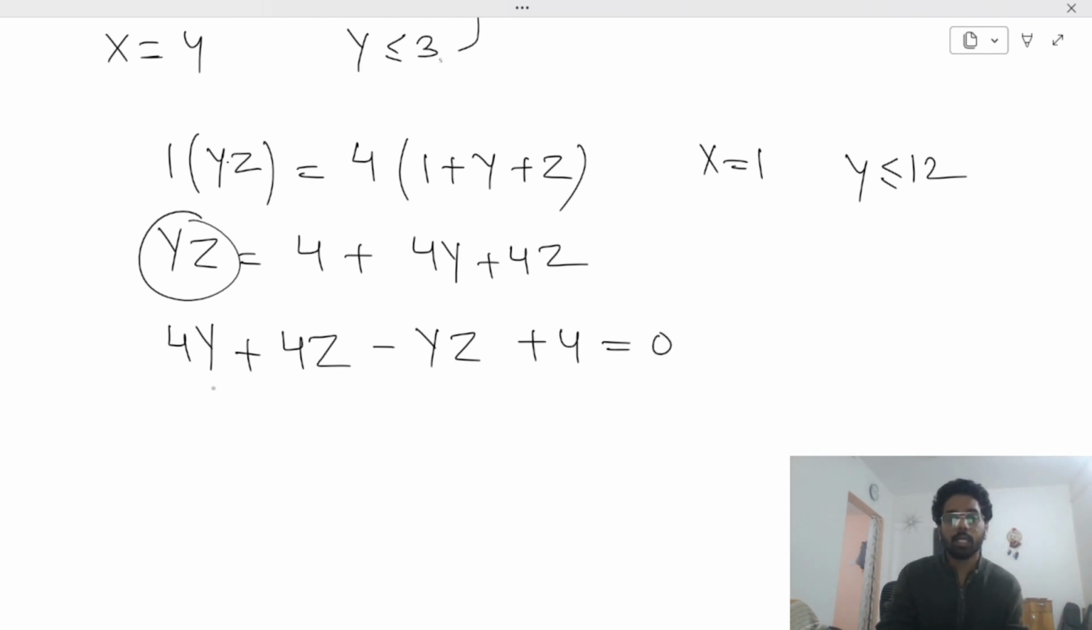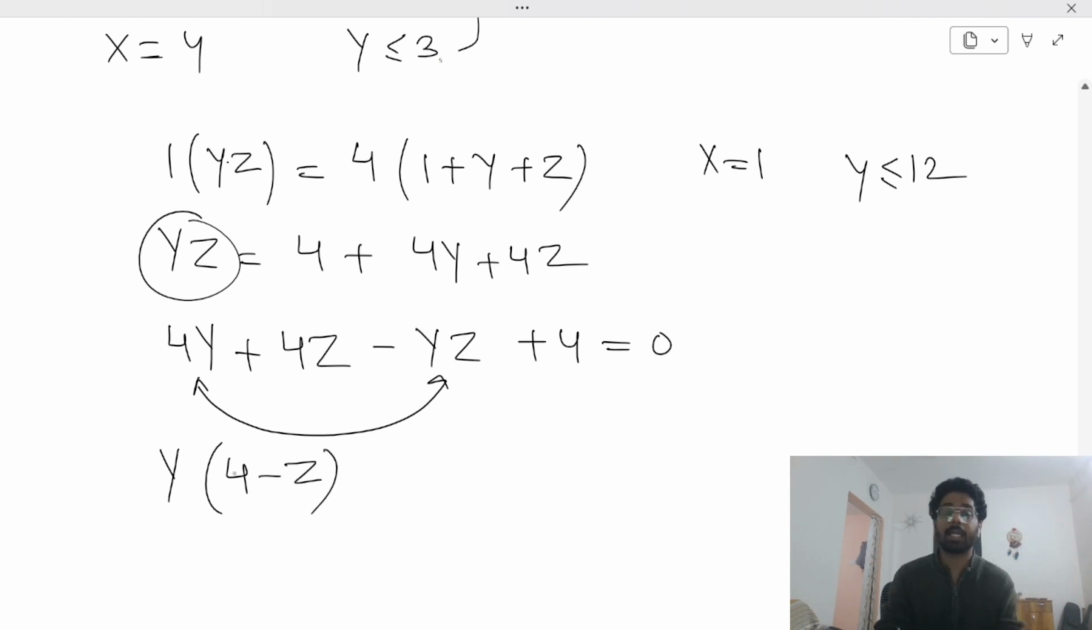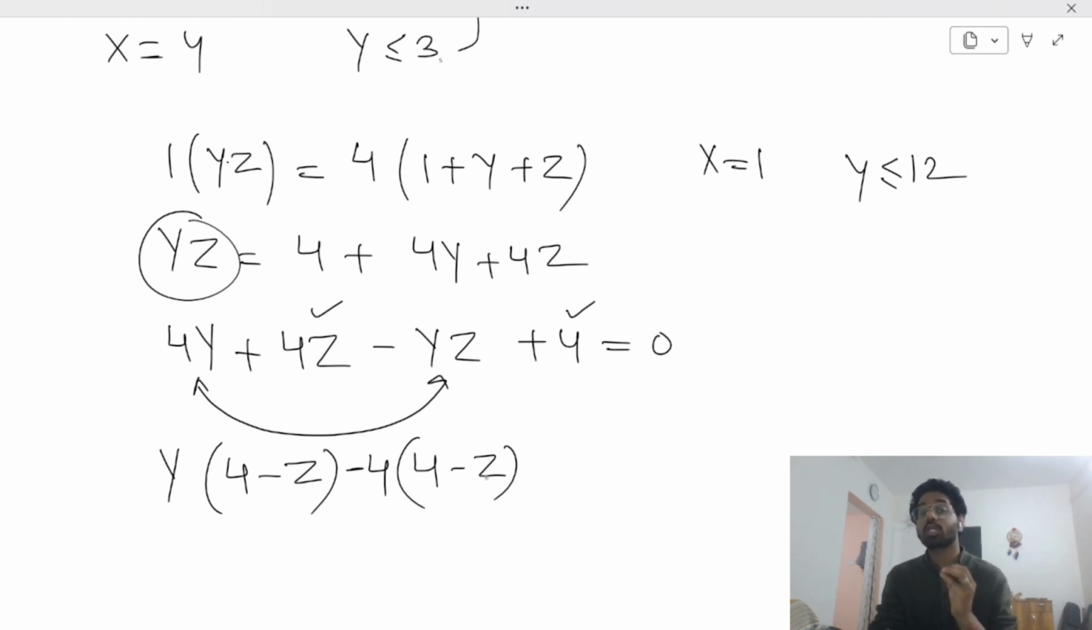So if we take Y common from here, we are going to have 4 minus capital Z. But now I'm hoping that I can take 4 minus Z common from here and here, but as of now I cannot do so. So just imagine if I have 4 minus Z over here, I can manage the constant part, I cannot manage the variable part. All right. So I should have minus 4 over here.